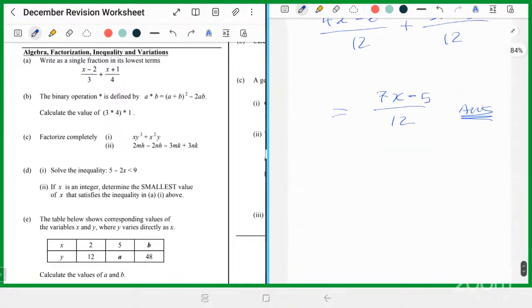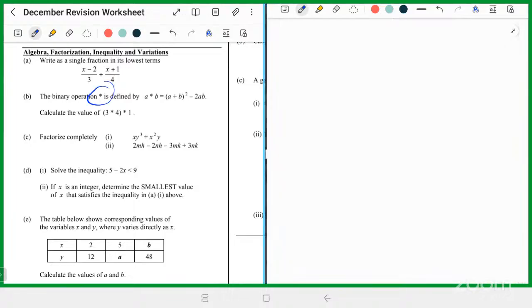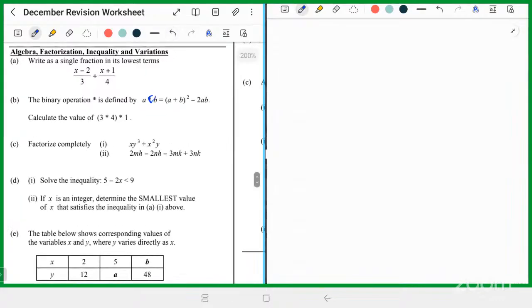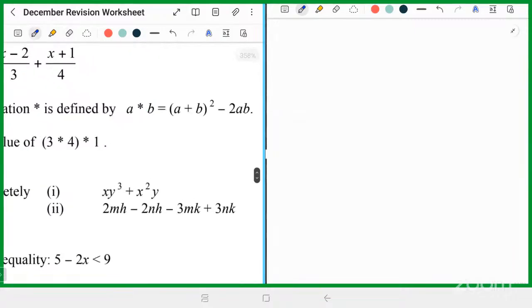Part D, what we call a binary operation. Simple. So this binary operation star is defined by this. What this means is, let's look at it. This star means the first value goes here and here, and the second value goes here and there. And they are put into this function, the square and this product. So the value here goes here and there. The value here goes here and there.